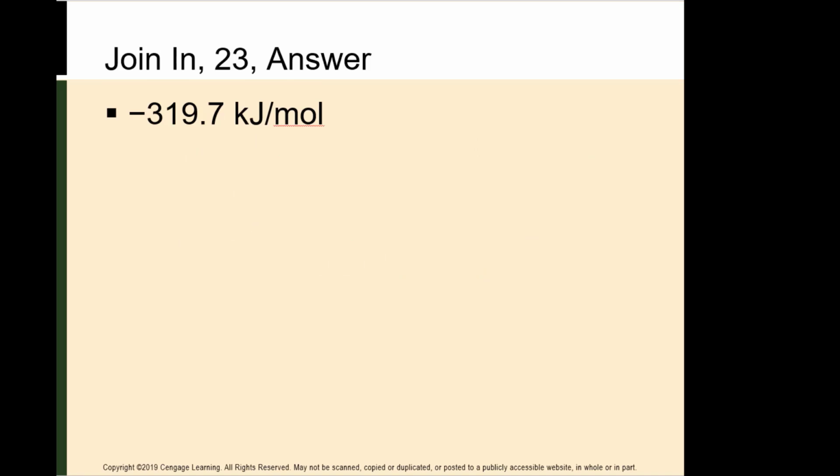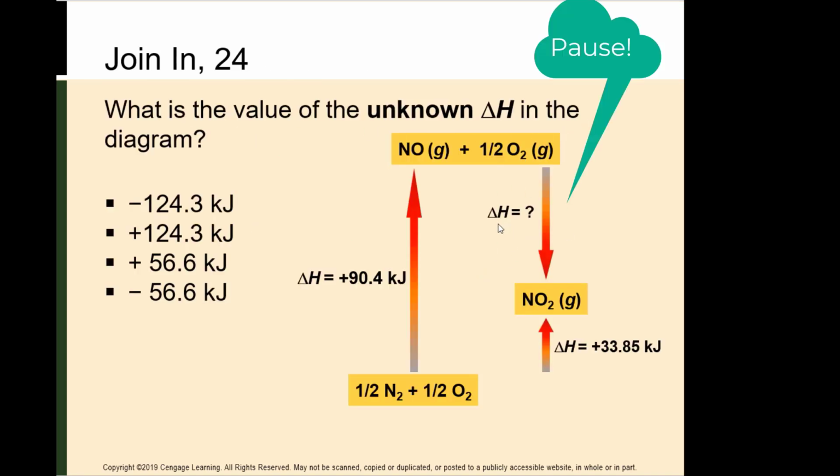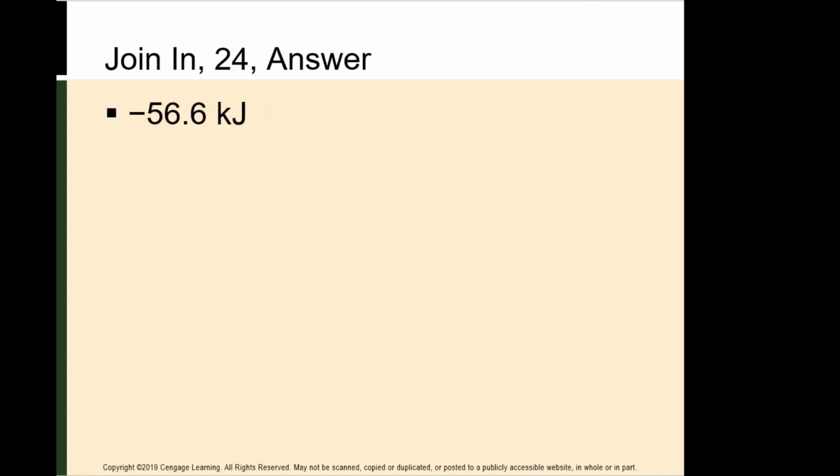So you got negative 319.7. What's the value of this one? Unknown, delta H question mark. How would I find that? Hopefully you got negative 56.6 just by subtracting.